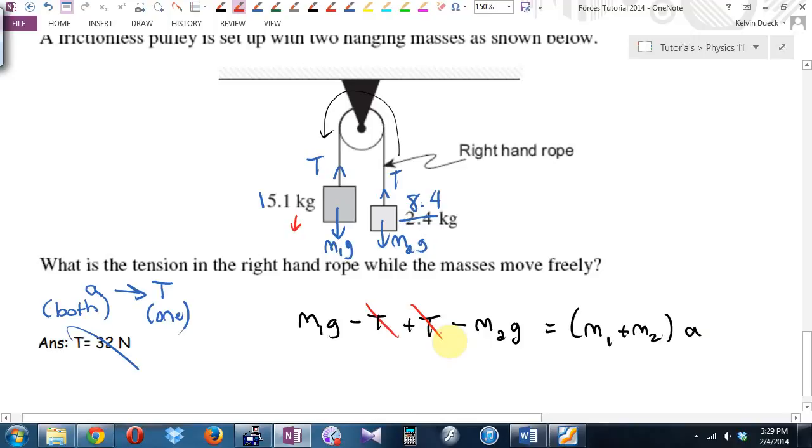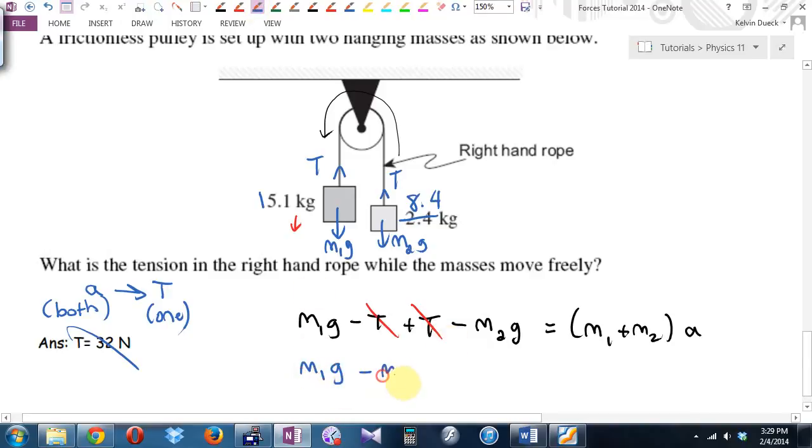Tension cancels. I will almost always still write that just because it also reminds me I haven't missed any forces. Goes right back to why I'll never take the shortcut of saying, oh, friction is mu mg. Only this year, only most of the time. In fact, later on this year, I'll show you a couple times it's not. So I have this.